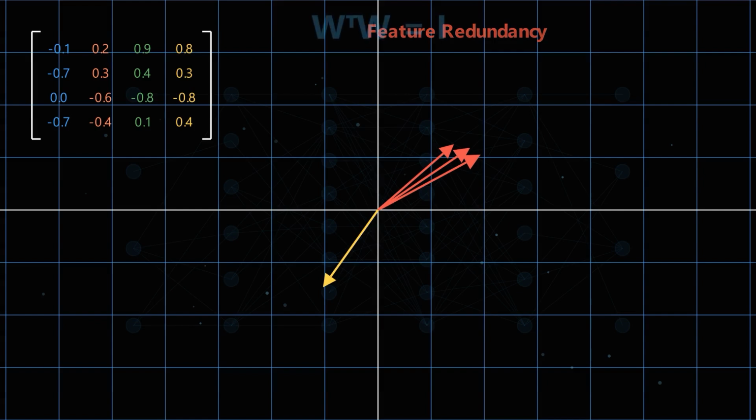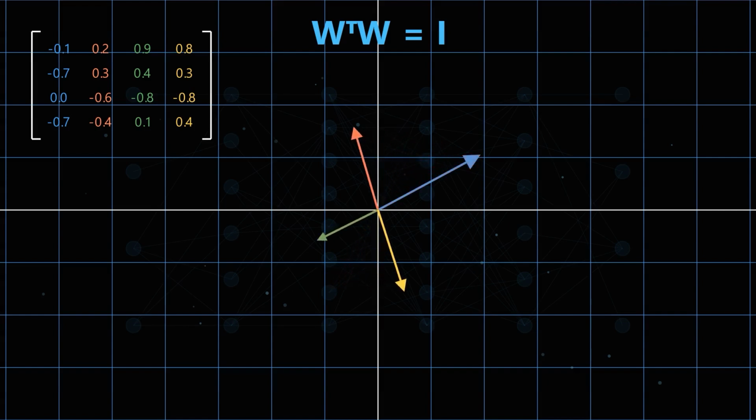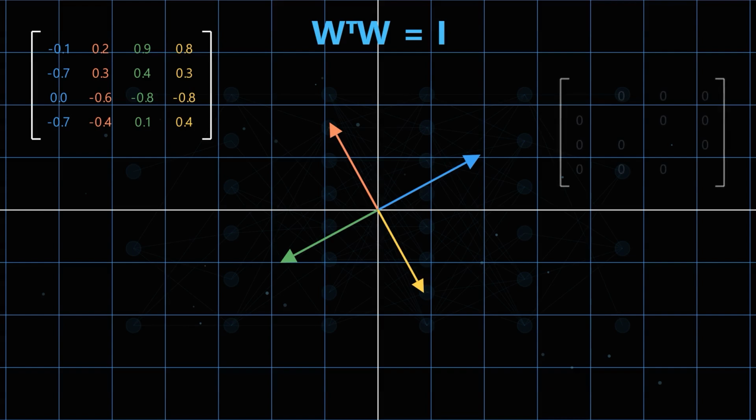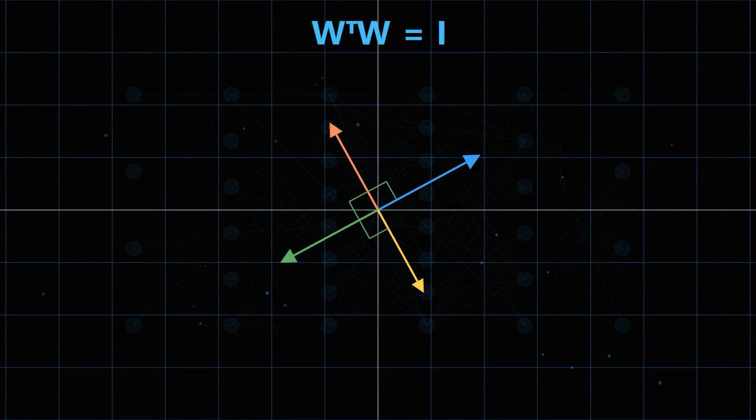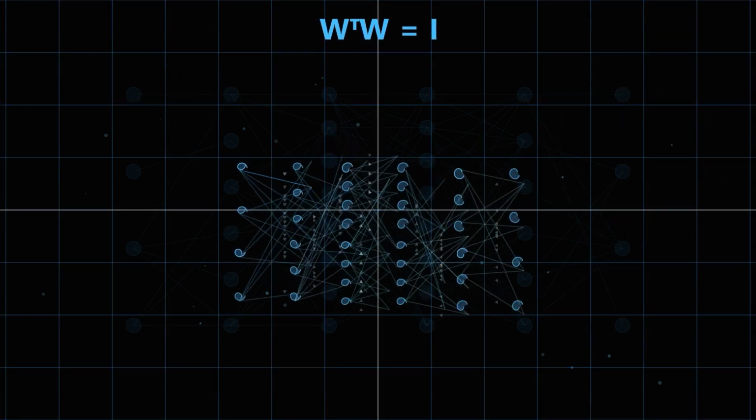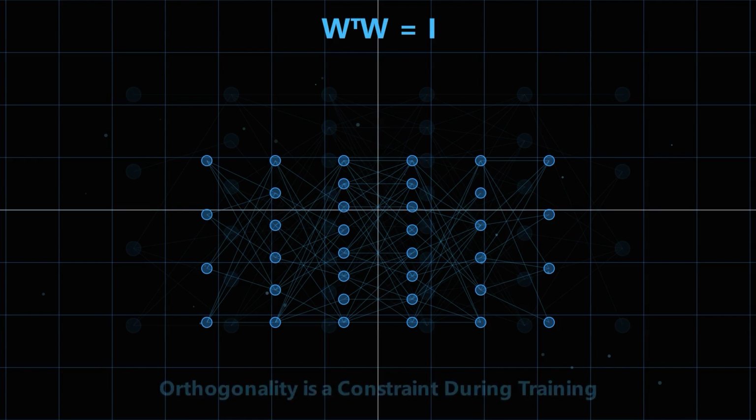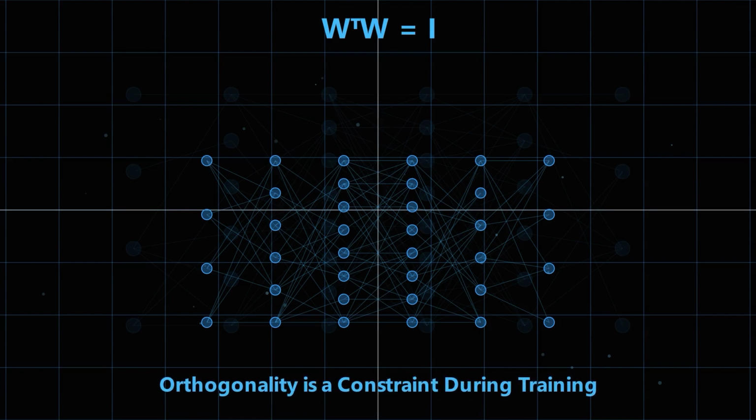To prevent that, we encourage the weight matrix to satisfy one simple mathematical condition. W transpose multiplied by W should become the identity matrix. This tells the optimizer that every feature direction should remain independent from the others. It doesn't force the network to memorize anything. It simply encourages every neuron to learn something different. This single mathematical constraint transforms the beautiful geometric intuition we just saw into something that can actually be optimized during training.